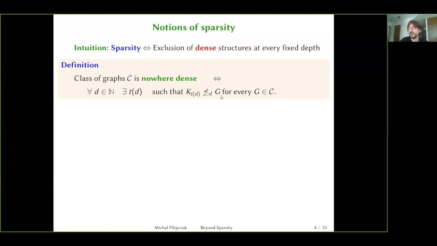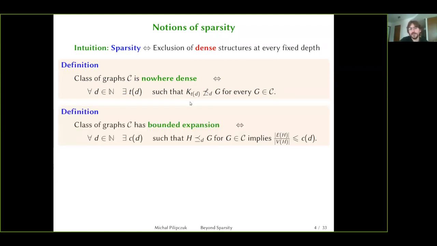Yes, so whenever I take a graph from my class, I look at all the depth d minors of graphs from this class. I do not see a clique on t(d) vertices from there. Yes, so the depth d minors of graphs from C exclude some clique as a depth d minor. Right, and so this was based on this understanding of dense structure as simply cliques. But now I can also think about dense structure as simply structures with too high edge density. And then I arrive at the notion of bounded expansion.